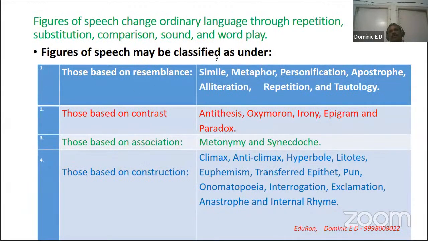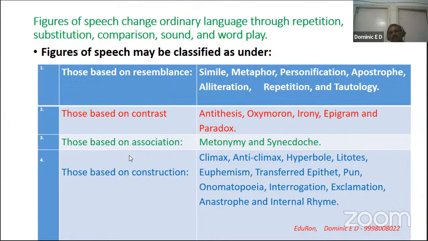These figures of speech are, broadly speaking, classified based on resemblance, where you have simile, metaphor, personification, apostrophe, alliteration, repetition, and tautology. Based on contrast, we have antithesis, oxymoron, irony, epigram, and paradox. Based on association, we have metonymy and synecdoche. Based on construction, climax, anticlimax, hyperbole, litotes, euphemism, transferred epithet, pun, onomatopoeia, interrogation, exclamation, apostrophe, and internal rhyme. These are some of the most commonly used figures of speech.